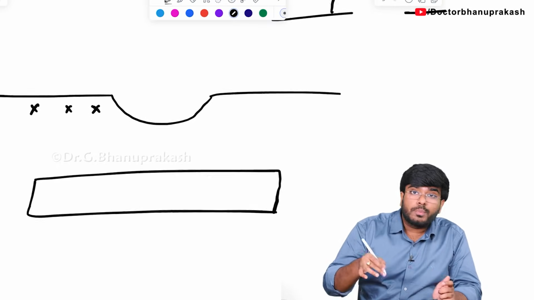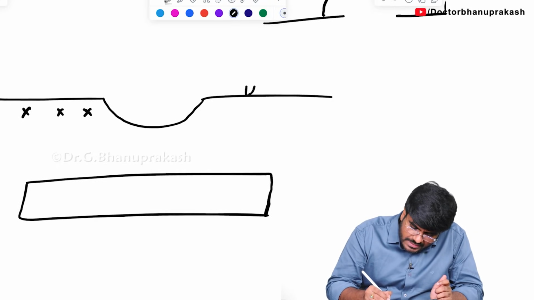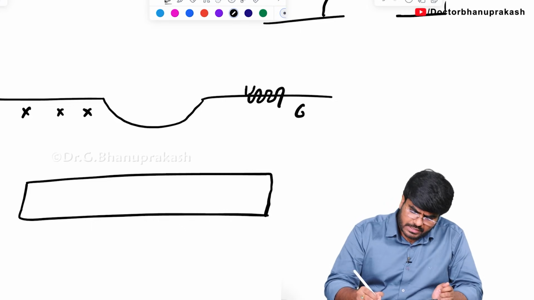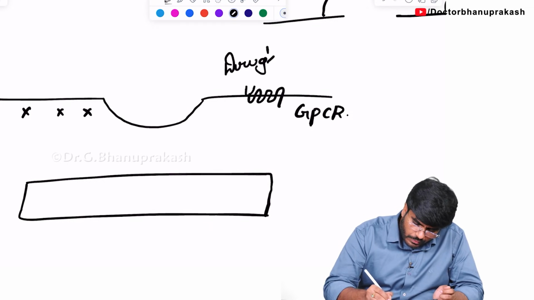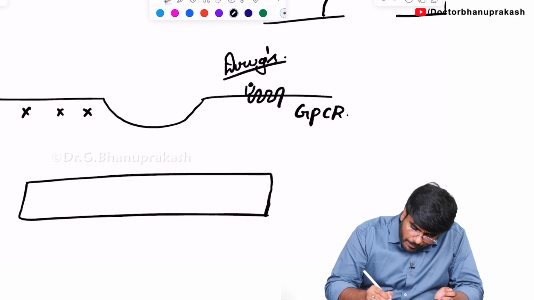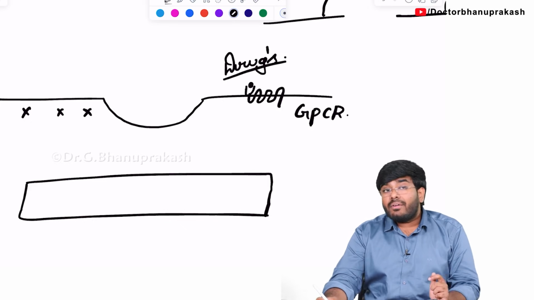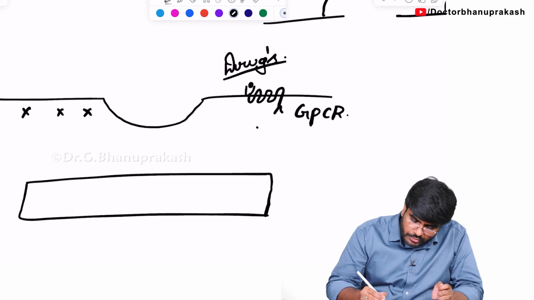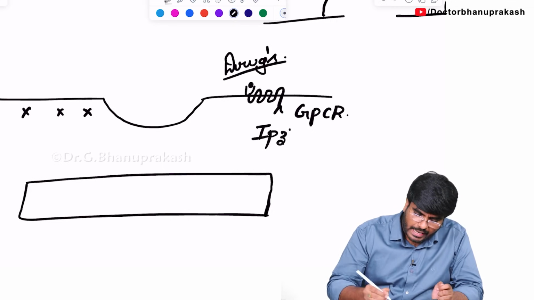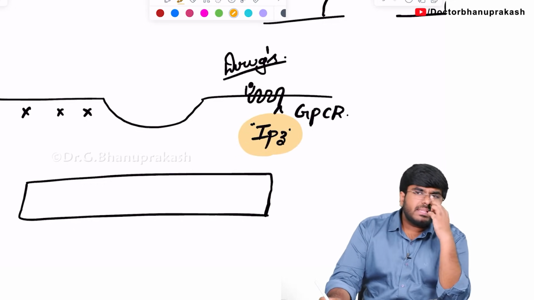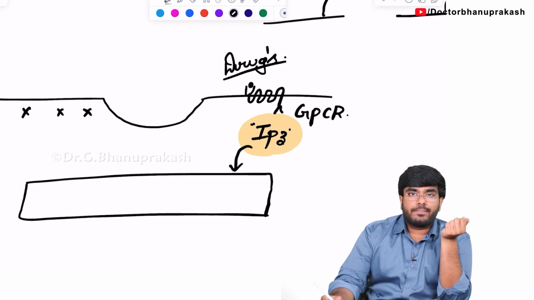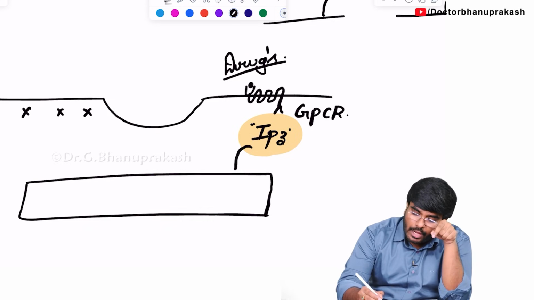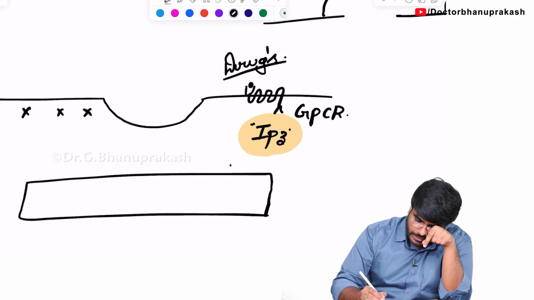On smooth muscles, there are some G protein coupled receptors present. Certain drugs can come and stimulate these G protein coupled receptors. Whenever a G protein coupled receptor is activated, it produces a secondary messenger called IP3, inositol triphosphate. Now, what can this inositol triphosphate do? It can come and stimulate the endoplasmic reticulum. On the endoplasmic reticulum, there are receptors for inositol triphosphate.